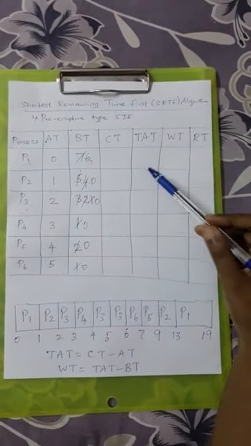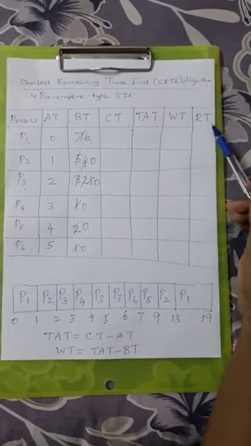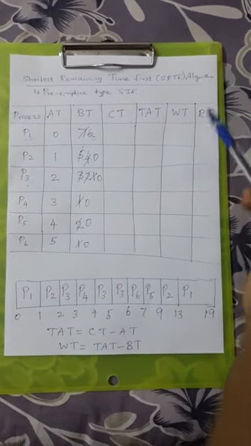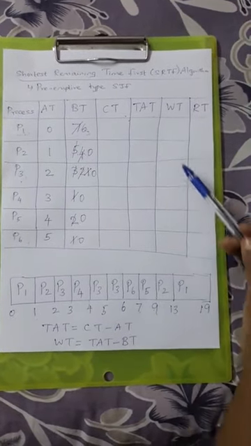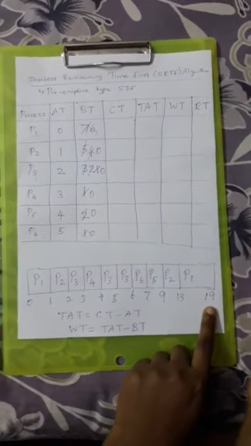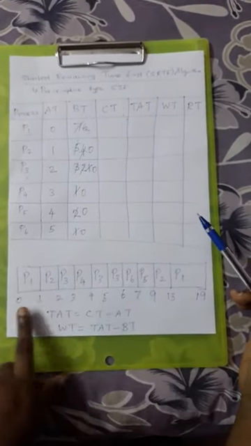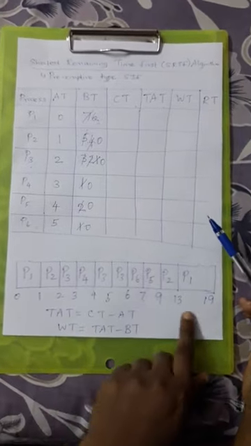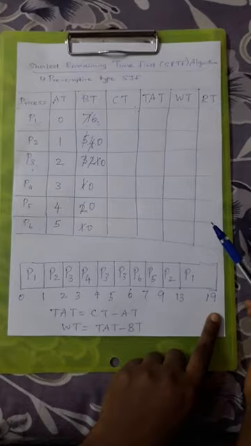Now we will see how to compute the completion time, turnaround time, waiting time and response time for the same shortest remaining time. First problem, the completion time. Here we have to see from the last in the Gantt chart. Process P1 occurs here and also at the last. So completion time means we have to see from last.